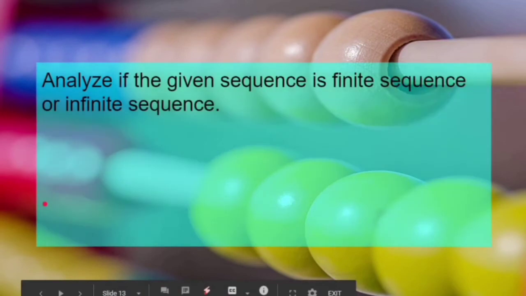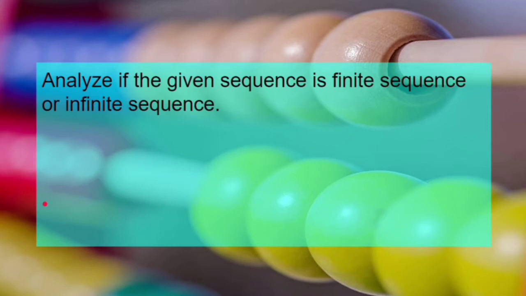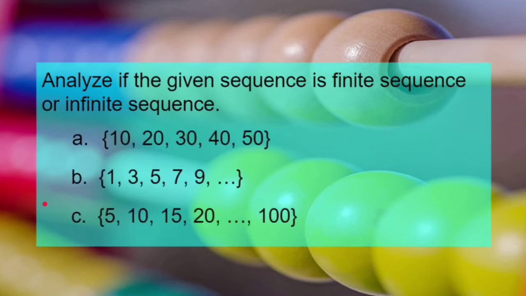Okay, let us observe the following sequences and determine whether each is a finite or infinite sequence. Letter A: 10, 20, 30, 40, 50. This is finite, since there is a last term, 50. Okay, and there are only 5 terms in the sequence.